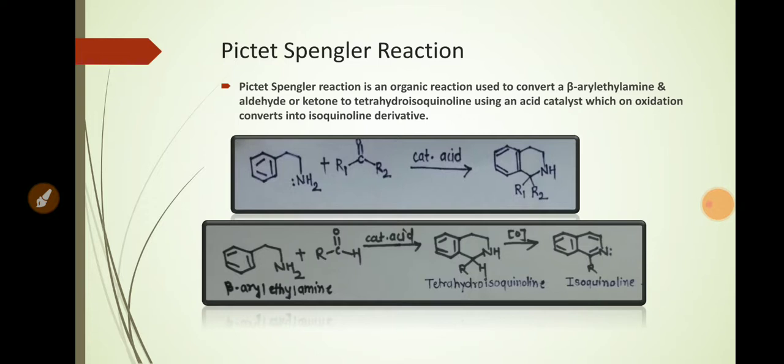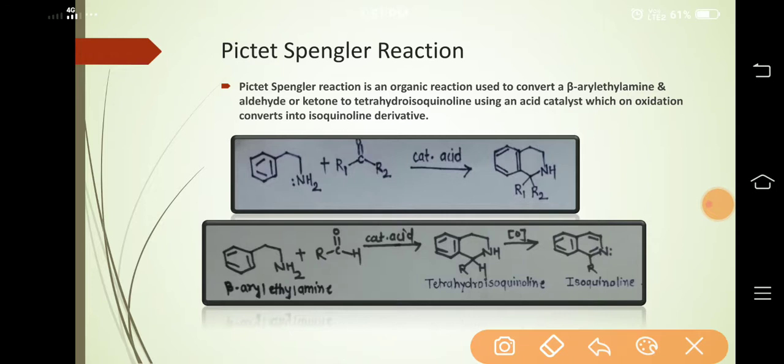It is a condensation reaction of beta-aryl ethylamine with an aldehyde or ketone, which undergoes cyclization to form tetrahydroisoquinoline. If specifically an aldehyde is used, which also comes in your exam, the tetrahydroisoquinoline further undergoes oxidation to generate an isoquinoline derivative.